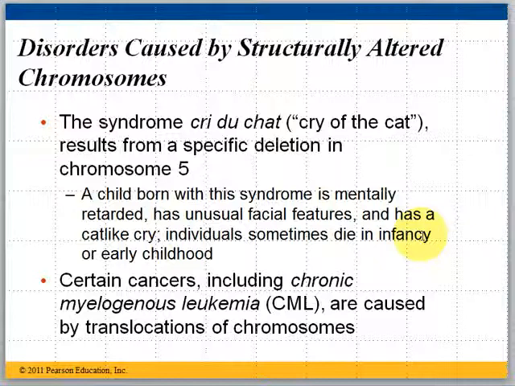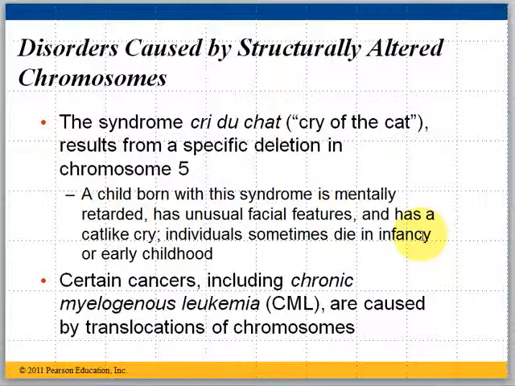There are also certain cancers, including one called chronic myelogenous leukemia, CML, that's caused by the translocation of chromosomes, where a piece of a chromosome is taken from one portion and moved to a completely non-homologous, different chromosome. So many deletions of chromosomes are lethal or cause severe problems. Translocations tend to also be pretty problematic.